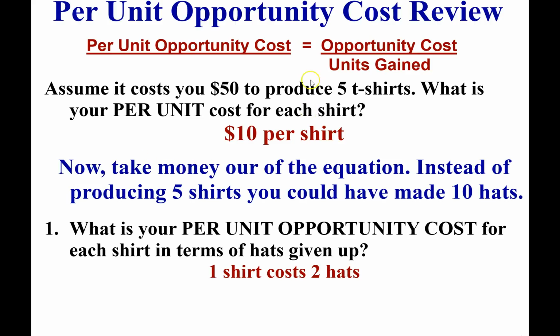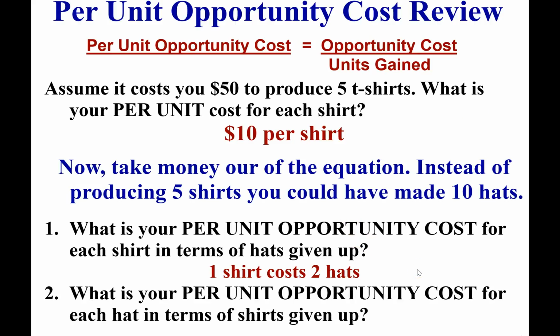And if you plug it into the formula here, you can see the opportunity cost was 10 hats, units gained was 5 shirts, and so standardizing it to per unit, we can say for each individual shirt, we gave up 2 hats. Another opportunity to practice is to look at that in reverse.